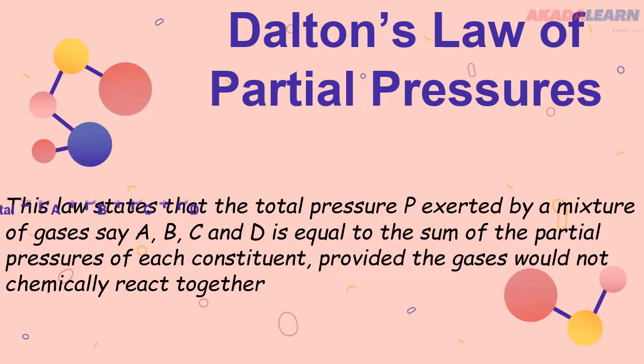Now, what this means is, if you have a mixture of different gases, let's say 4 gases A, B, C, and D, all in a container, their total pressure is the addition of the partial pressure of each of them. That is, what amount of pressure is gas A exerting, what amount of pressure is gas B exerting. Same for C and D. If you get each of the values, add them together, that will give you the total pressure of the gas in the container.